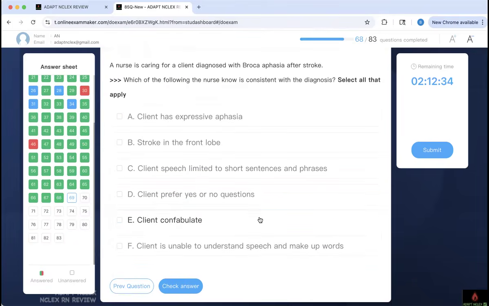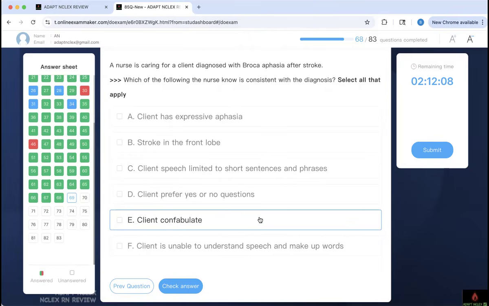And this is caring for a client diagnosed with Broca aphasia after stroke. Which of the following findings is consistent with the disease? Select all that apply. Expressive aphasia, stroke in the frontal lobe, client speech limited to short sentences and phrases, client prefers yes or no answers, client confabulates, client is unable to understand speech or makes up words.